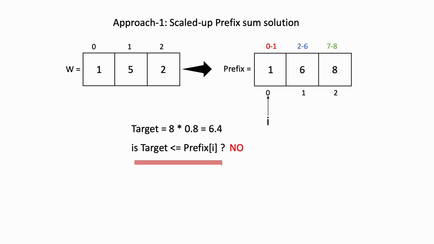Let's start with the first element. The answer is no. Let's increment the ith pointer to the second element. Let's check again if the target falls into this range. No, it does not. Let's increment the pointer. Let's see if the target falls into this range. Yes, it does. Hence we return the index 2.